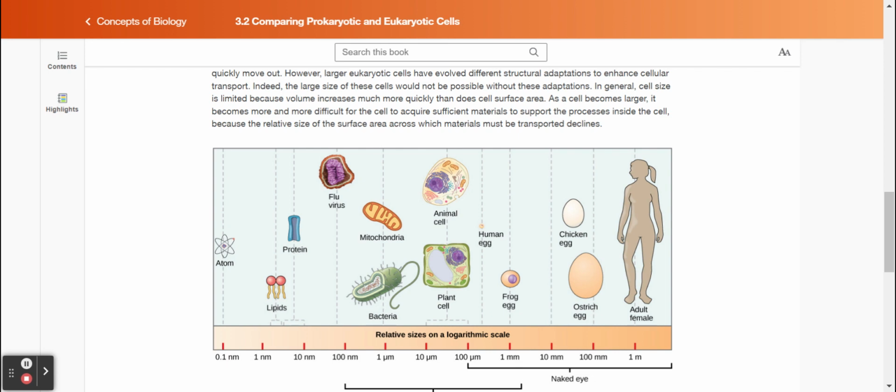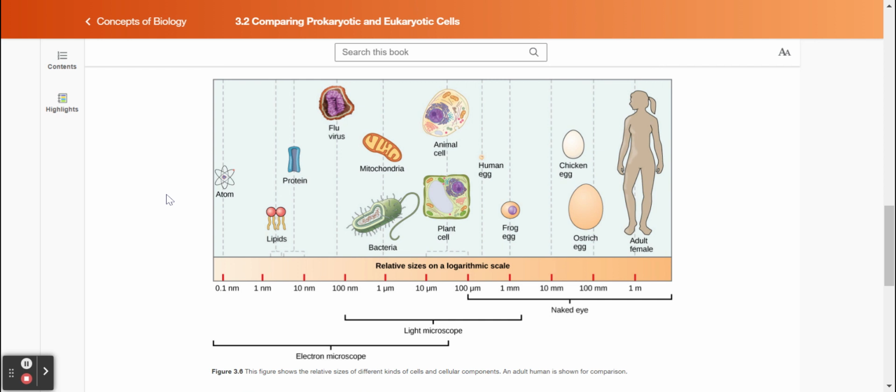In general, cell size is limited because volume increases much more quickly than does cell surface area. As a cell becomes larger, it becomes more and more difficult for the cell to acquire sufficient materials to support the processes inside the cell, because the relative size of the surface area across which material must be transported declines. Figure 3.6. This figure shows the relative sizes of different kinds of cells and cellular components. An adult human is shown for comparison.